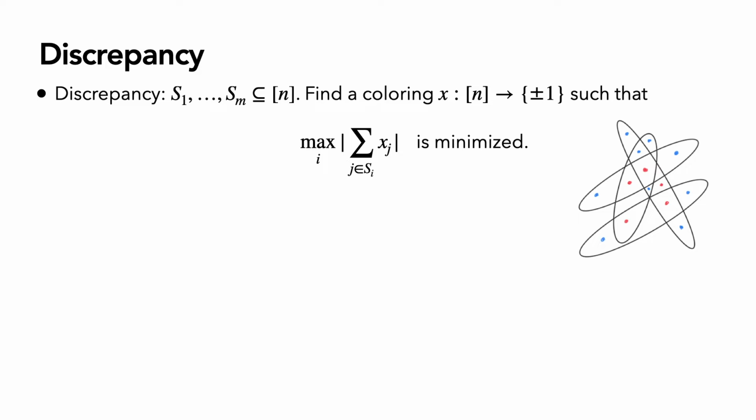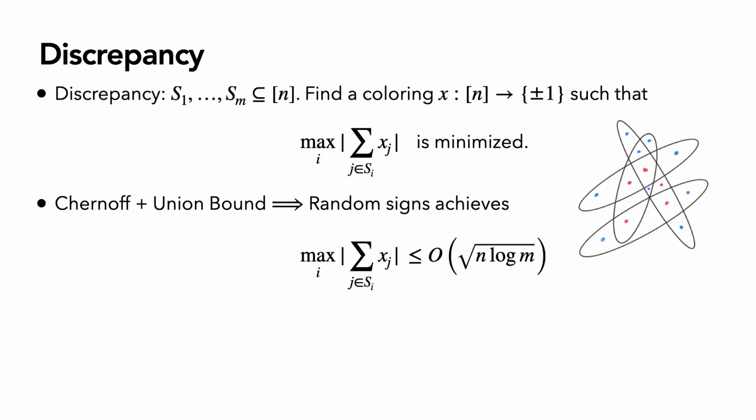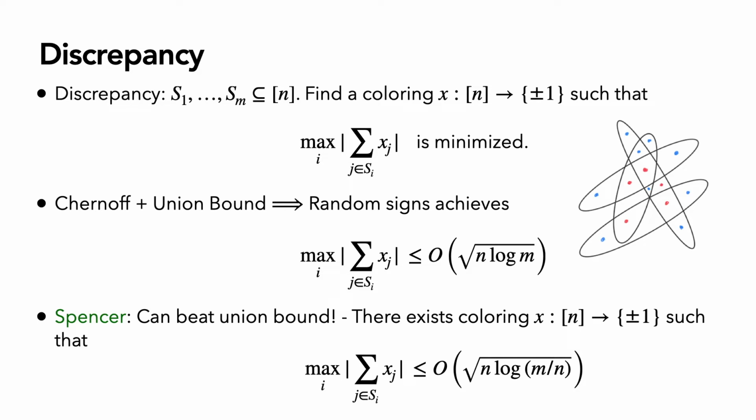You are given a collection of m sets S1 to Sm in a universe of size n. The aim is to find a coloring of the elements in the universe such that the difference between the two colors, maximized over all sets, is as small as possible. Applying the Chernoff and union bounds shows that random signs achieve a discrepancy of square root of n log m. In a celebrated result, Spencer showed that there are signs giving discrepancy of order square root of n log(m/n). In particular, when m equals n, we get a square root n bound.